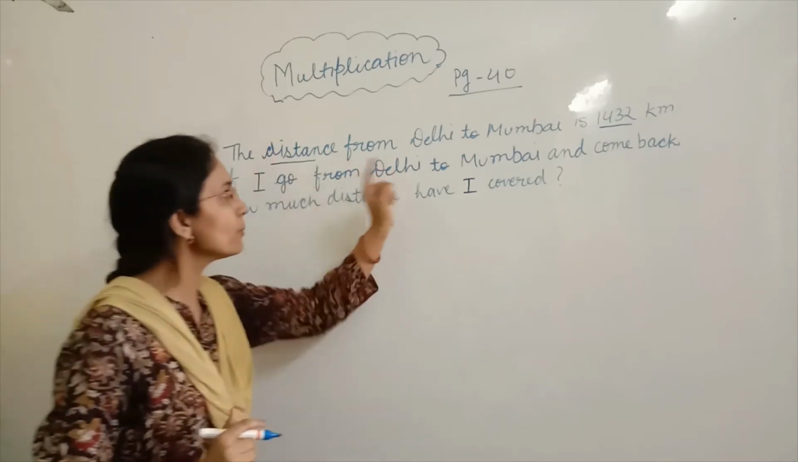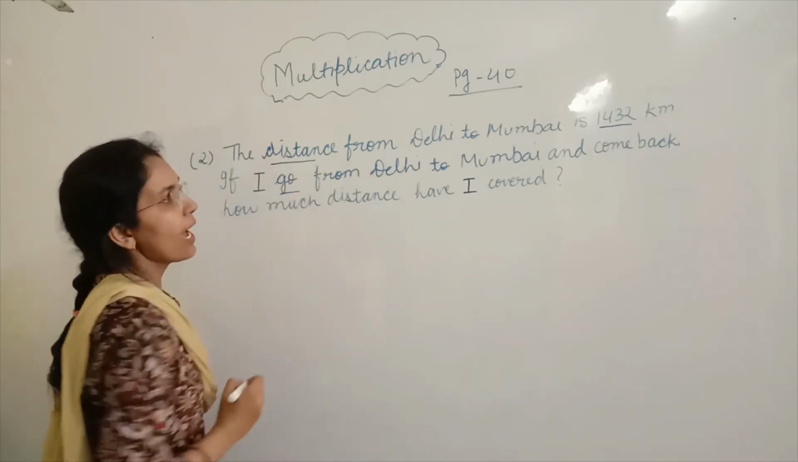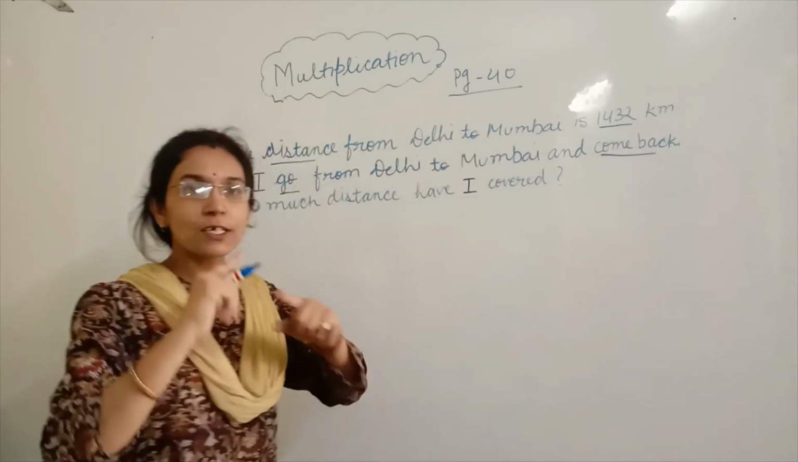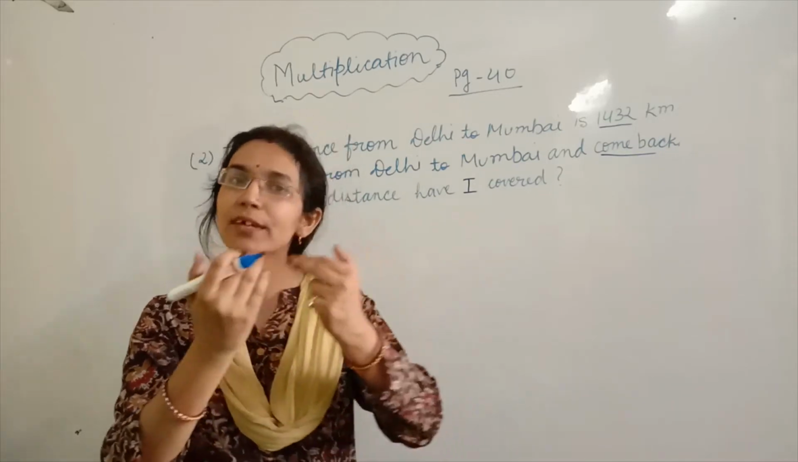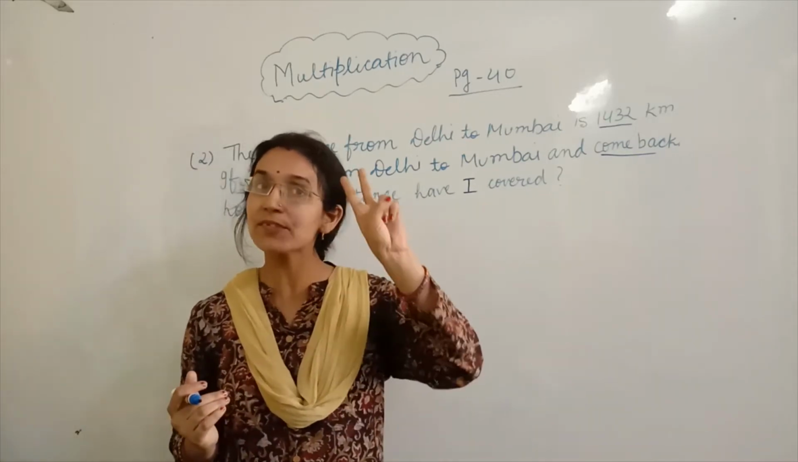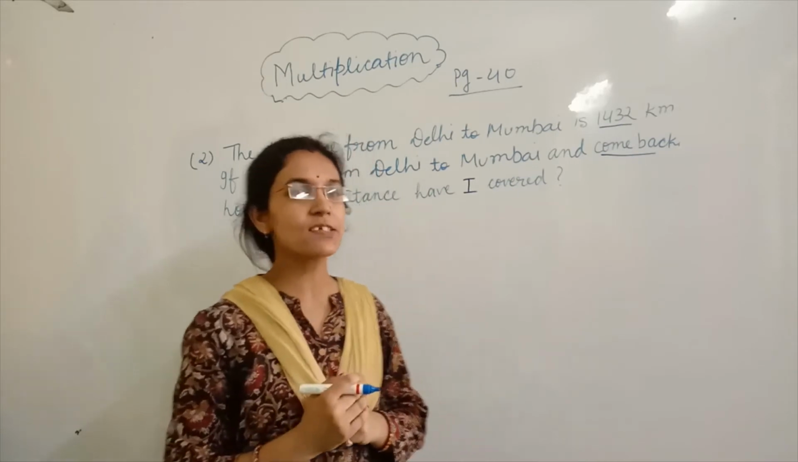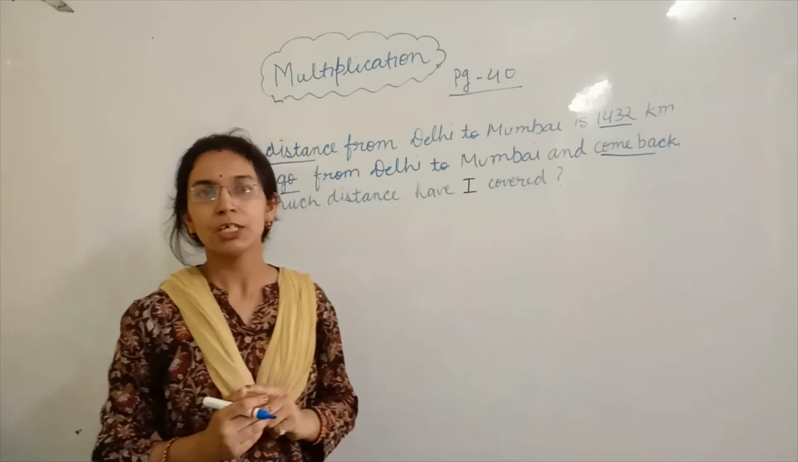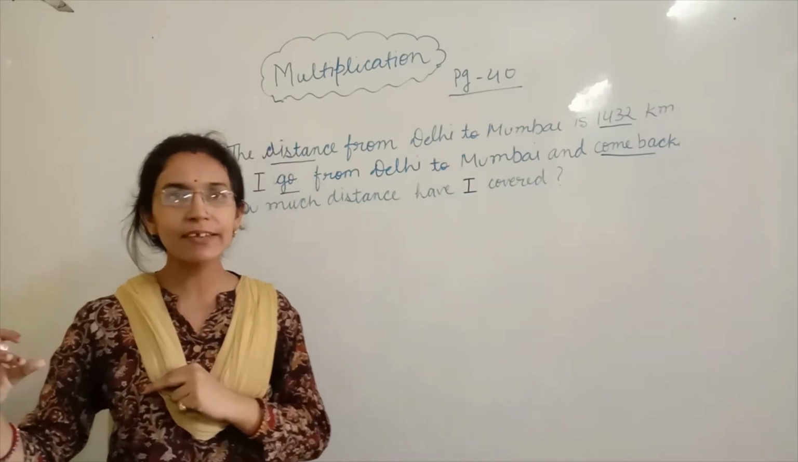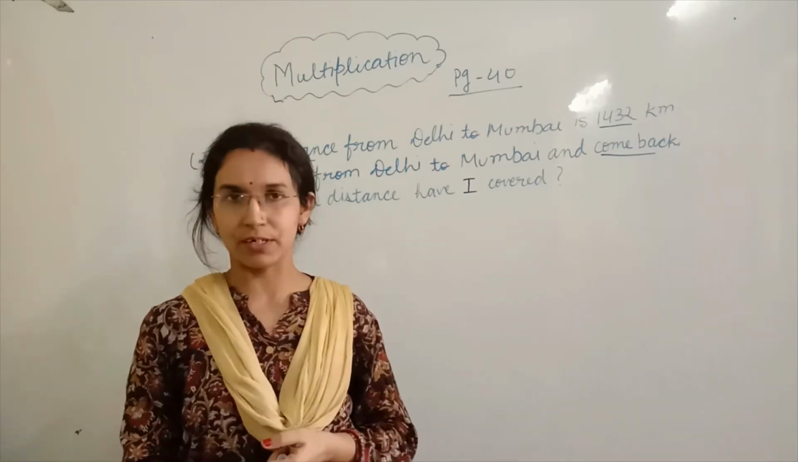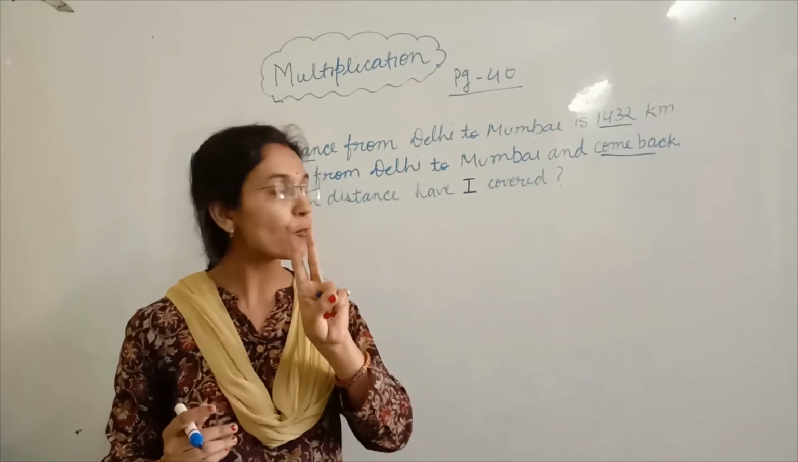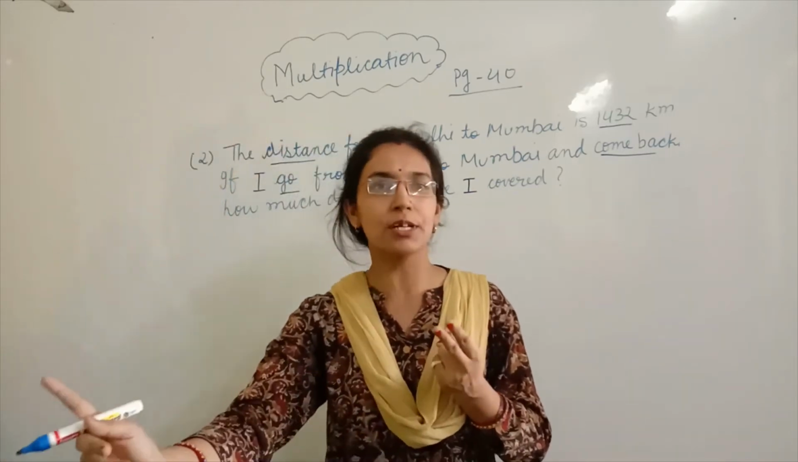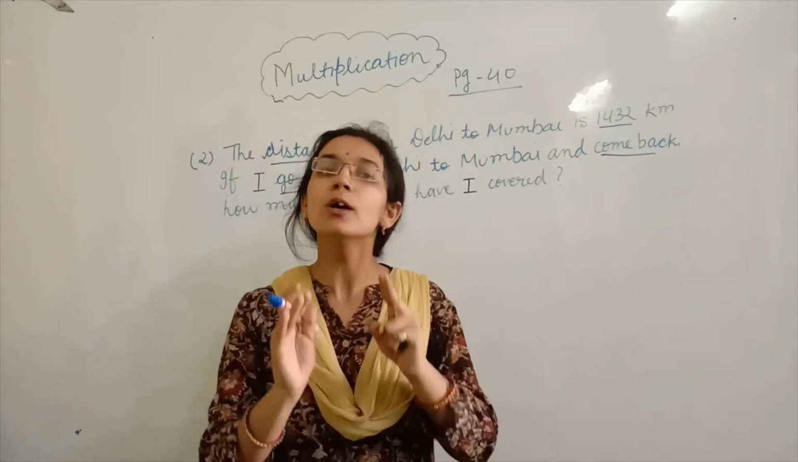Next part is there. If I go from Delhi and come back, it means first of all we are going and then we are coming back. It means number of times is 2. Then the question is, how much distance have I covered? So distance is given, and how much distance I have covered totally when I have followed 2 times. It means from one number to we are going to 2 number. It means we have to follow multiply.